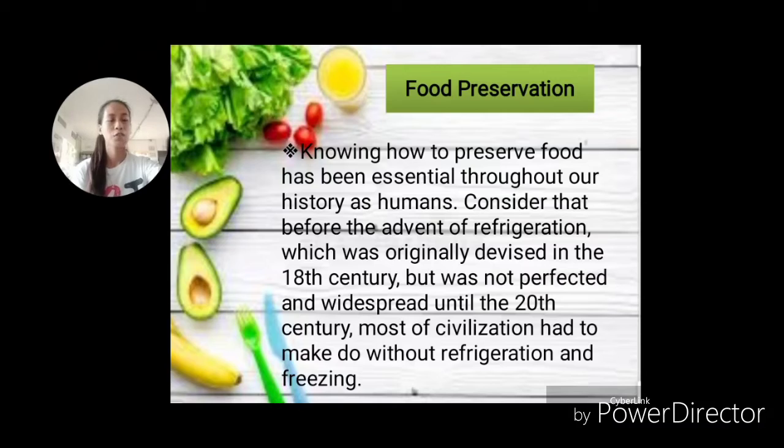So, what is food preservation? Knowing how to preserve food has been essential throughout our history as humans. Consider that before the advent of refrigeration, which was originally devised in the 18th century but was not perfected and widespread until the 20th century, most of civilization had to make do without refrigeration and freezing.